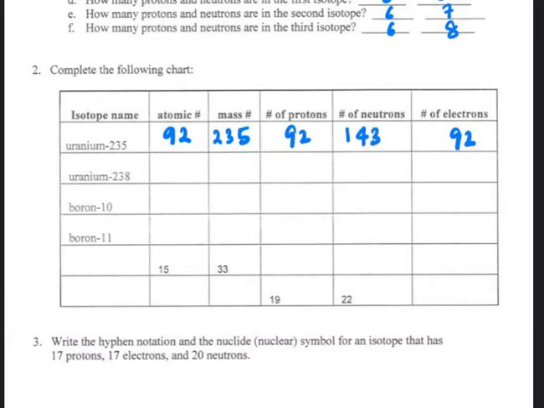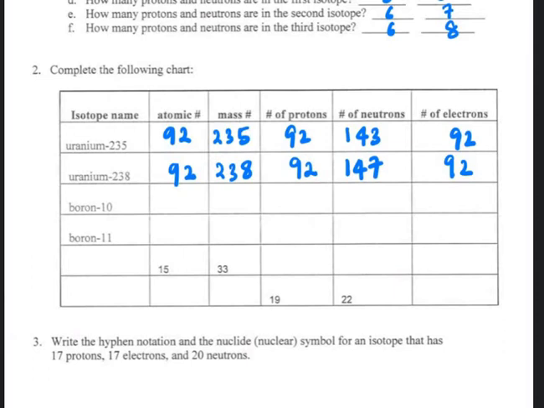So uranium 238. What is the proton number? 92. By right dia mesti similar with uranium 235. Sama kan? So 92. Number of proton also will be 92. The electrons also will be 92. Cuma bezanya adalah the mass number now will be 238. So automatically number of neutrons will be 147. Okay. So now let's move to another pair of isotopes.